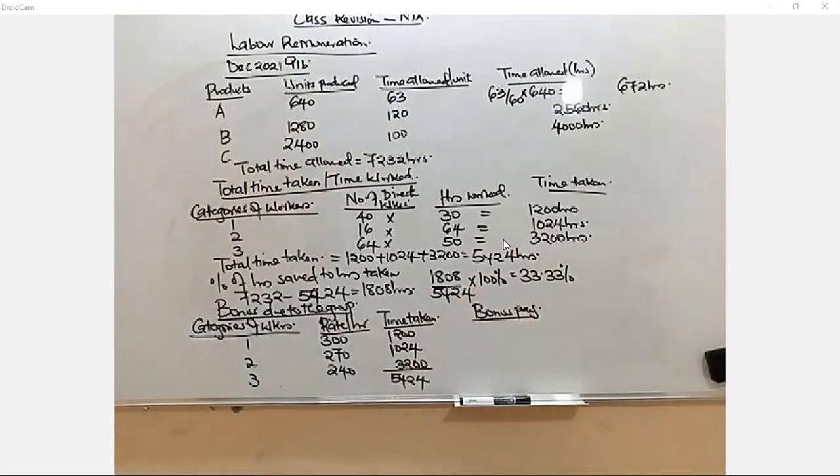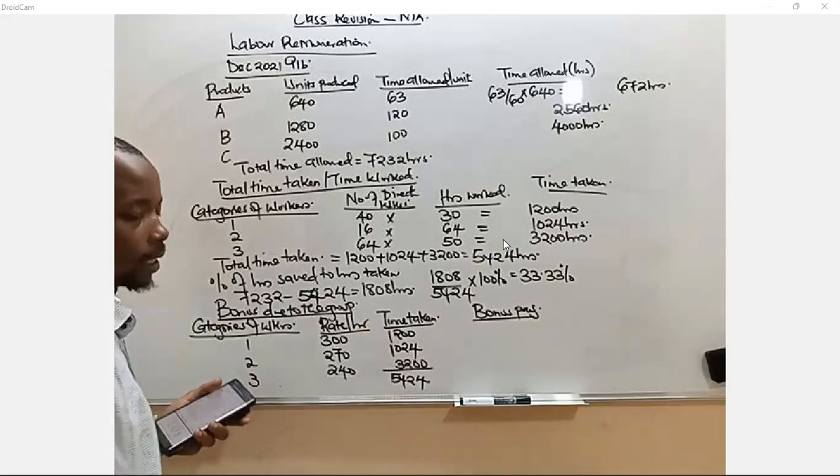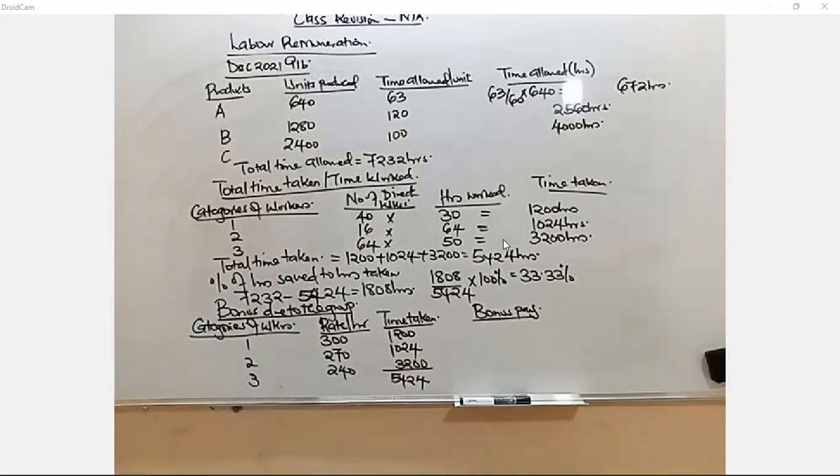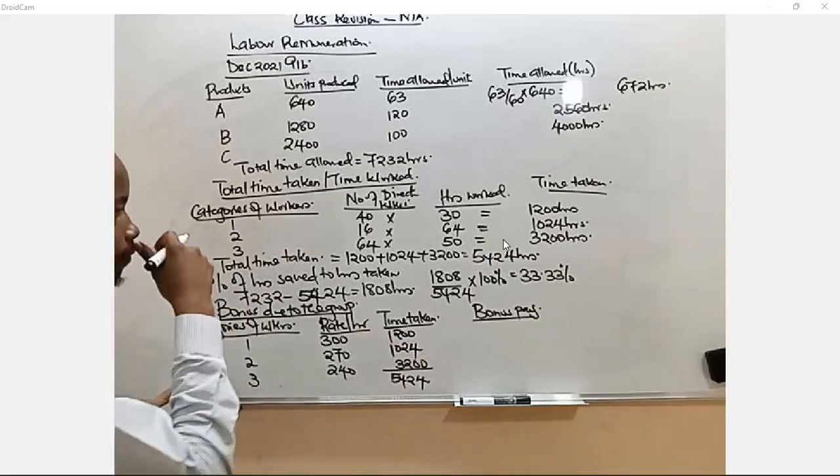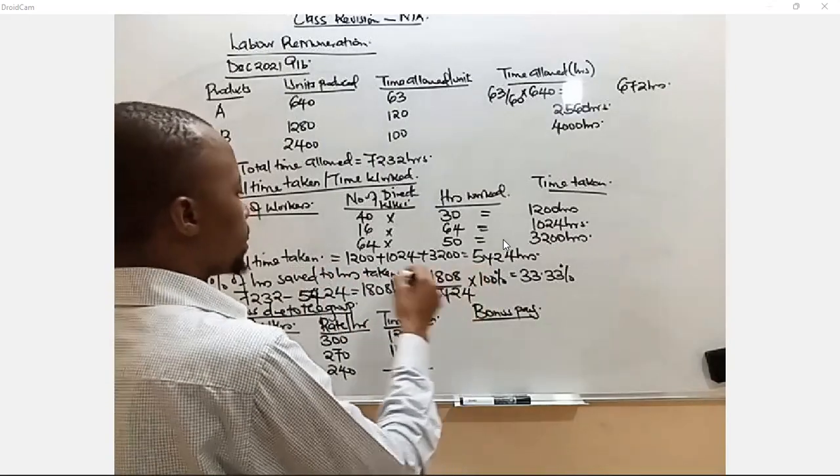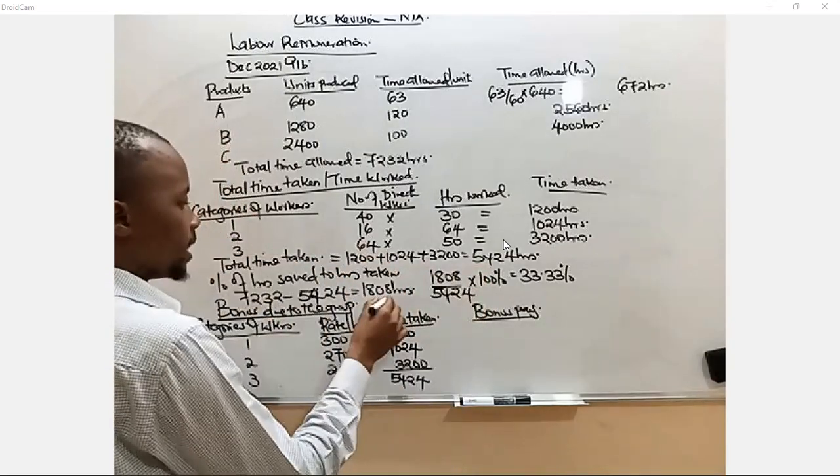But we have to go back to the question to see how we are paying the bonuses. We have been told the bonus paid is 80% of the workers' base rates, right? In this case, we don't know the time saved. But based on the proportion that we have, we will be able to determine it, because you know the total time saved for the whole group is 1808.